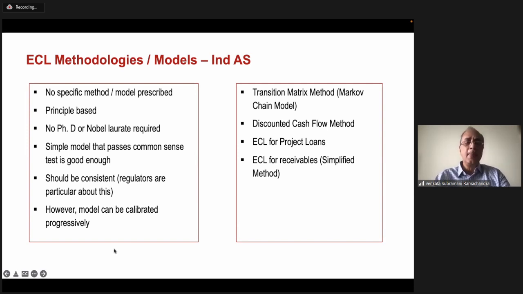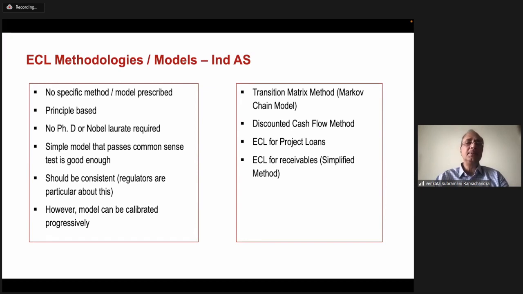That does not mean that once you define a model, once you pick up a model, it has got to be something that is cast in stone. No, that's not the idea. The idea is that you can always calibrate it. You can always calibrate it progressively depending upon the data availability.